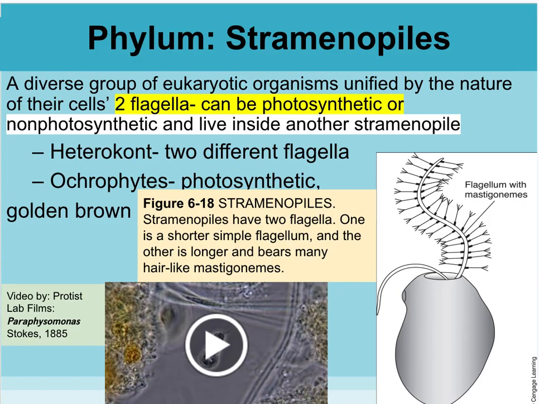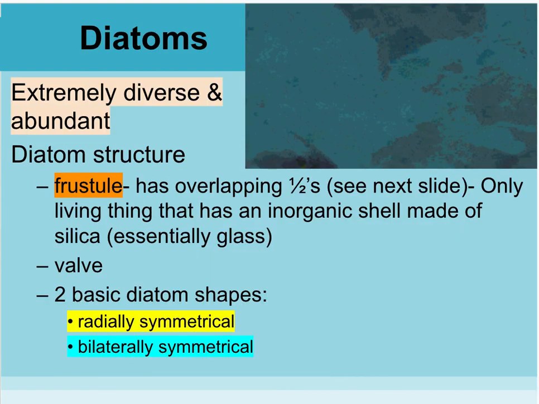So the next one is called the Stramenopiles, and they are actually organisms that have two flagella, one for moving and one with feathery extensions for gathering food. This is a video by Protus Lab Film, Paraphysomonas, Stokes 1885, where you can see what those look like.